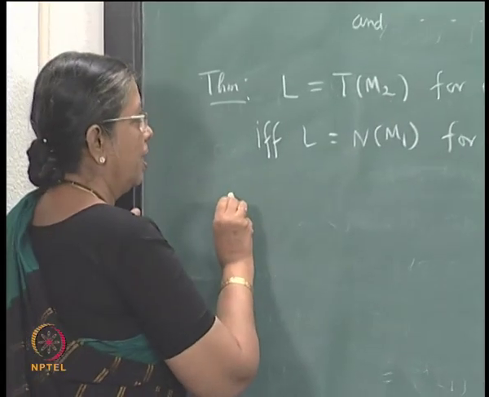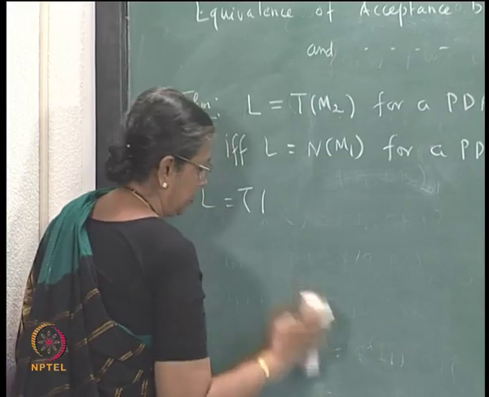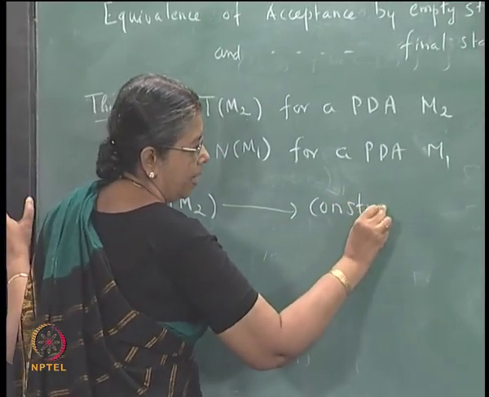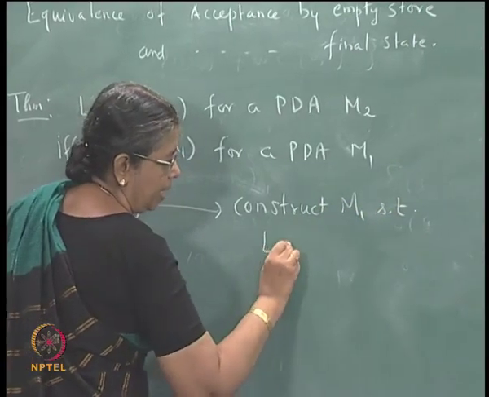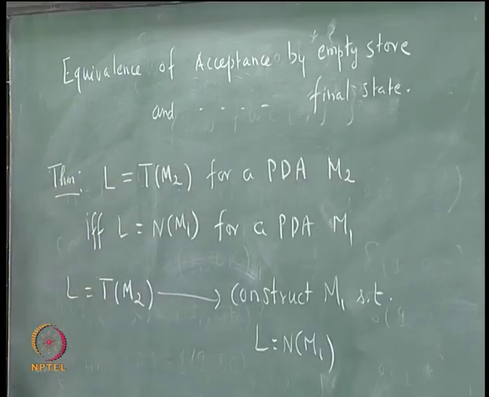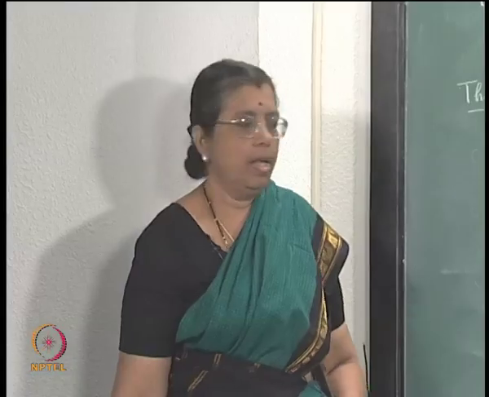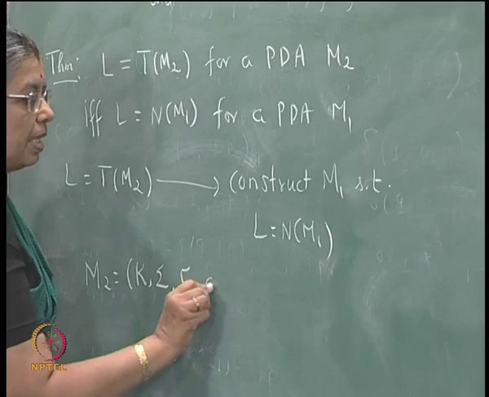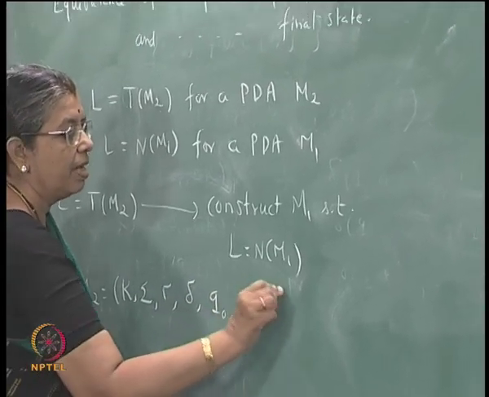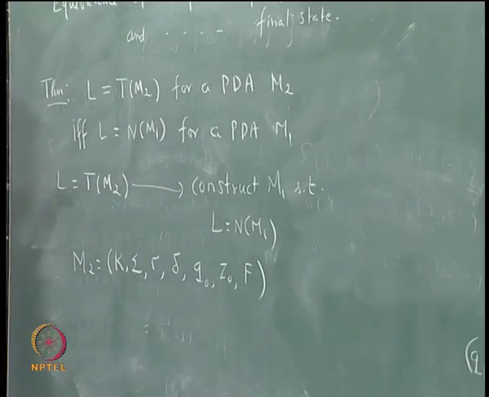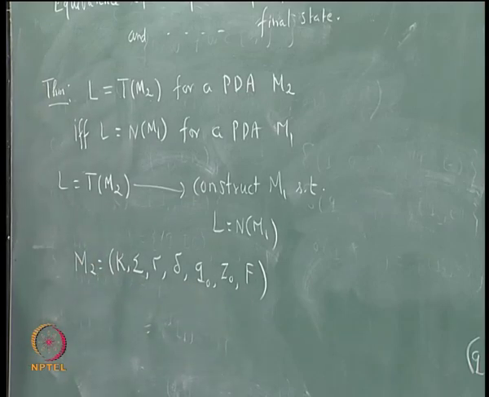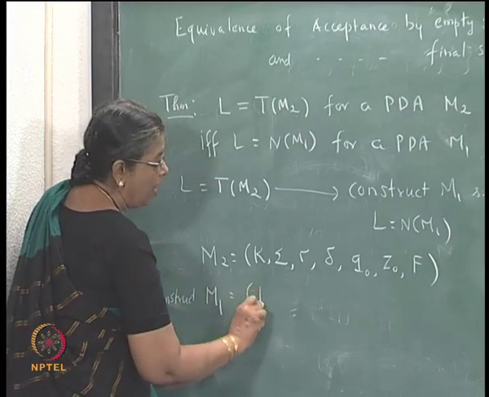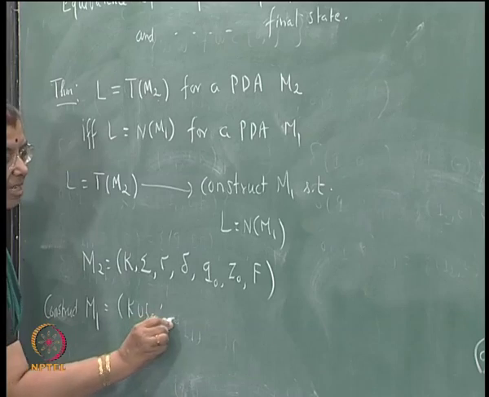So, the first part of the proof: L is equal to T of M2, then you have to construct M1 such that L is equal to N of M1. Given M2 you have to construct M1. Now, how do you do this? M2 is K, sigma, gamma, delta, Q naught, Z naught, F, and M2 accepts L by final state, the set of final states being F. Now, you construct M1, you add two more states to this, Q naught dash and Q E.